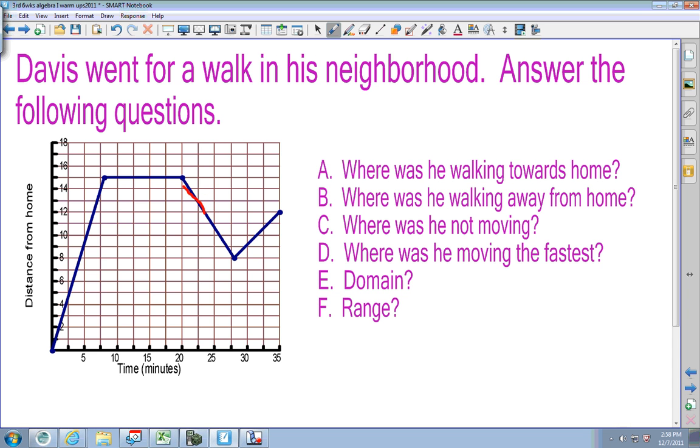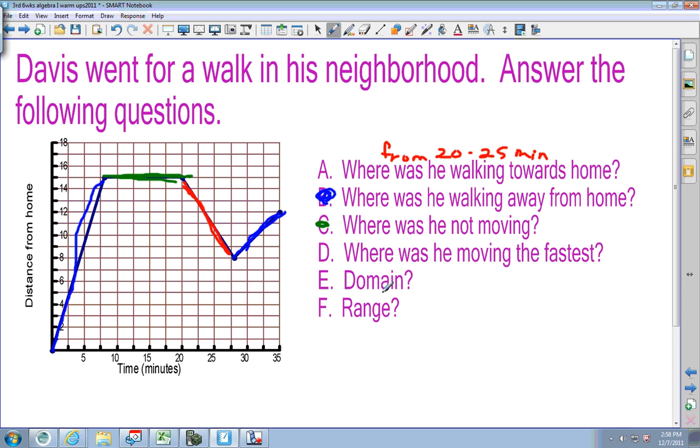So this right here, from 20 to 25 minutes, he was walking towards home. When was he walking away from home? He was walking away right here from 0 to 15 minutes, and then right here from 25 out to 35. This is where he was walking away from home. When was he not moving? He's not moving right here. He's just standing in one place and not going anywhere because the distance doesn't change, but time does.